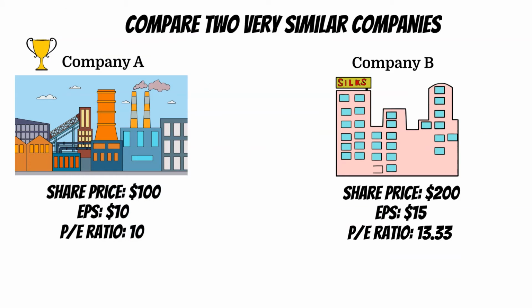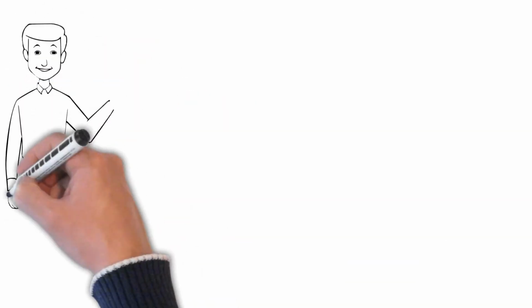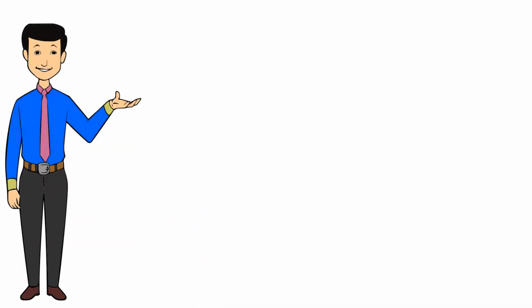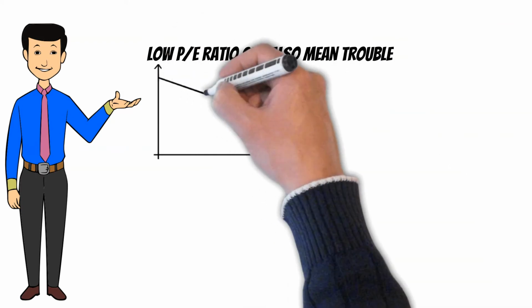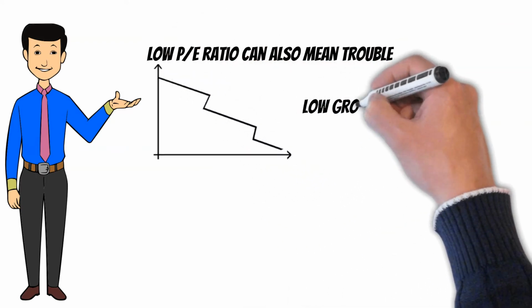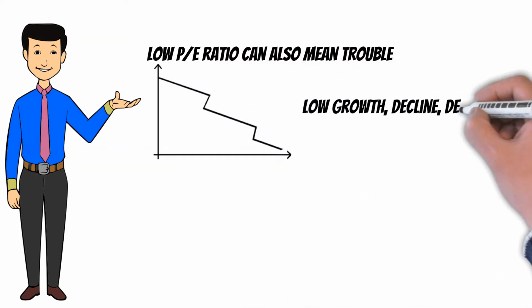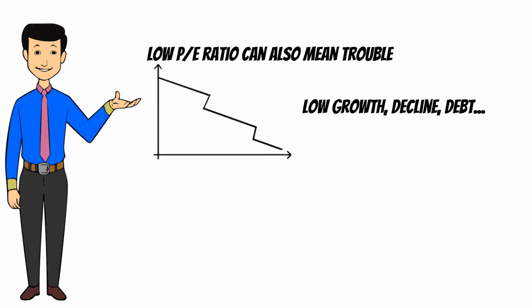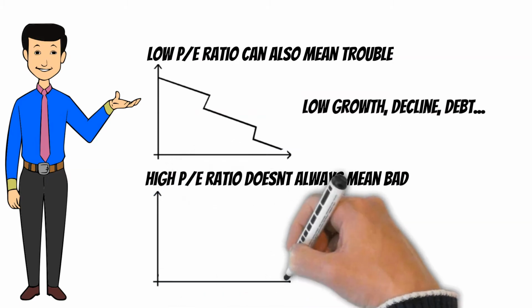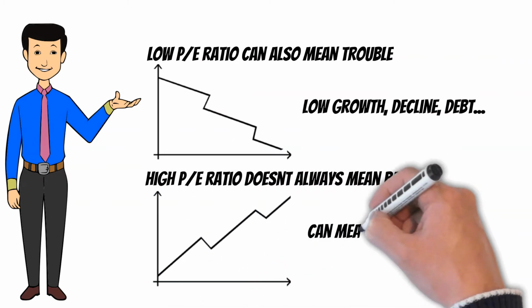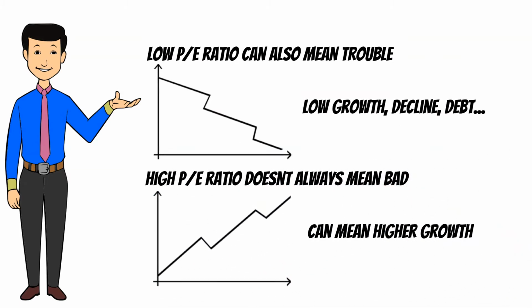But please be careful what you are comparing. This only works for very similar companies with similar outlooks, etc. Lower PE ratio doesn't always mean a good thing. It could also mean that the company doesn't expect much growth, is in decline, or is burdened by a big debt or some other problem. On the other hand, a higher PE ratio doesn't always mean it is bad. Some companies are traded at higher multiples as they show a lot of growth and are catching up to the valuation in a sense.